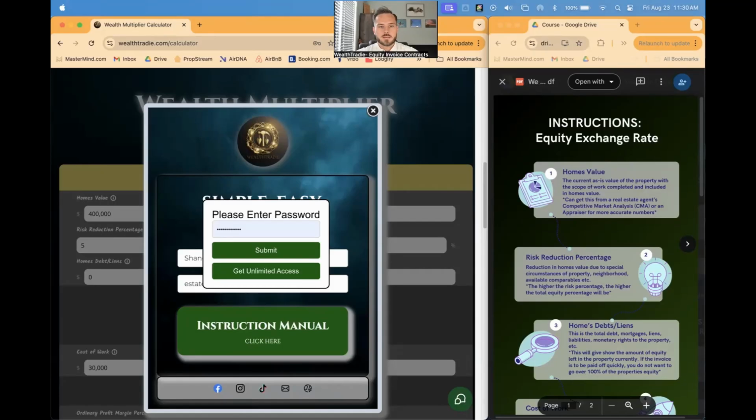Okay, guys, this is the wealth multiplier calculator. And we're going to get right into it with the instructions on the side. If you don't find the instructions or you lost them, this is always on the website for it to just pop up. You can put your email in and it'll shoot it over there. Save the password on it.